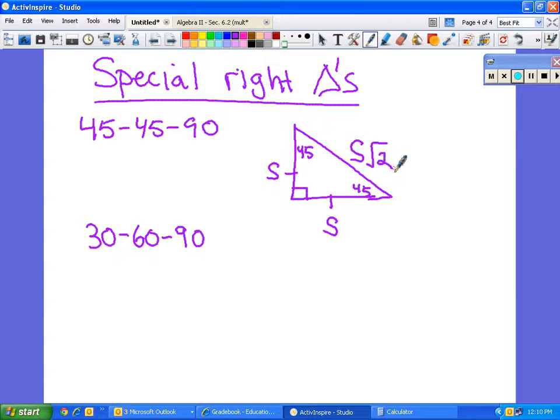Okay? Again, remember, these are the same because it's an isosceles triangle. Whatever the length of the sides of the legs, the length of the hypotenuse is whatever that number is times the square root of 2.